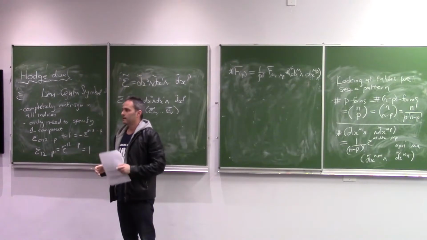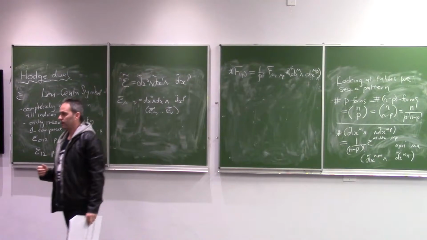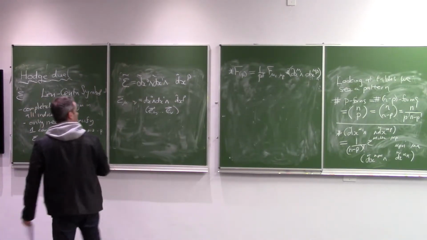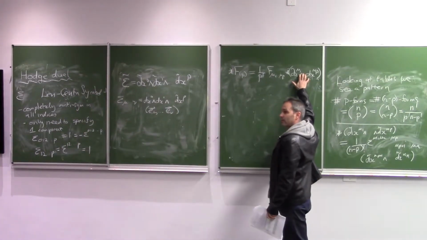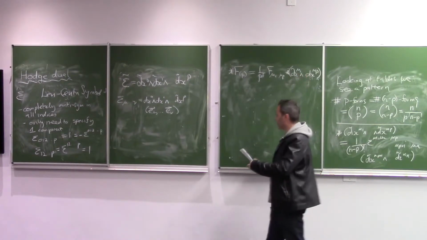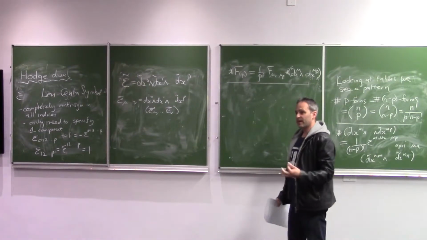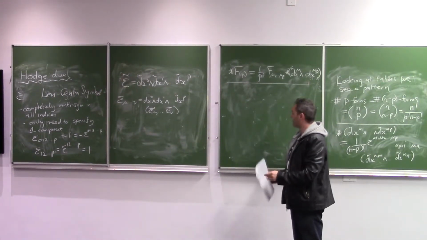So the Hodge dual of a maximum form in space is itself. No. The Hodge dual of the maximum volume form is just a number. So let's go. The best way to understand this is just to work through a couple of examples. It looks kind of difficult, so let's look at a couple of examples.